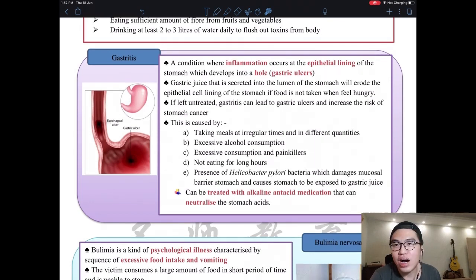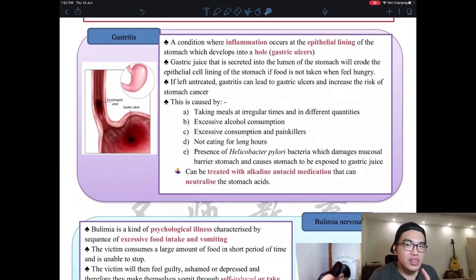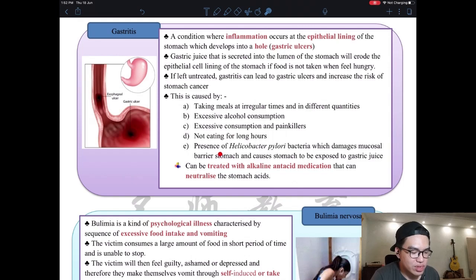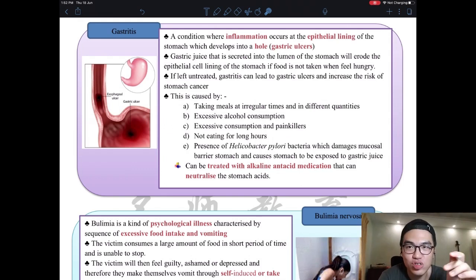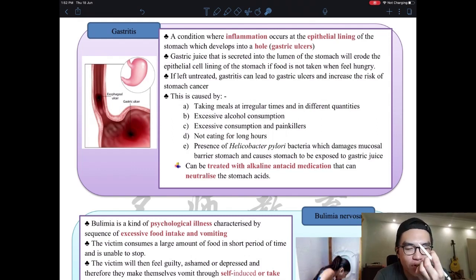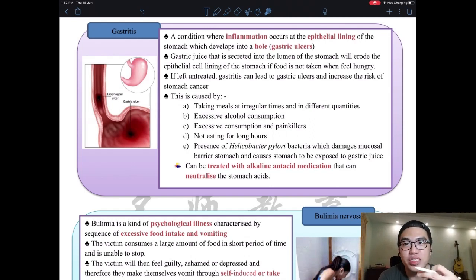Next, not eating for long hours. You starve yourself. And then this is a very special case: presence of Helicobacter pylori. This is a type of bacteria that hides in your stomach and is not afraid of stomach acid. This will slowly develop into stomach cancer. If you have pylori bacteria, very easily you can go and do a blood test. You will know you have pylori bacteria because you have the antibody inside your blood. So if you have pylori, you need to take a type of medicine to control it, and you cannot share cutleries with anyone. You need to have your own cutleries.